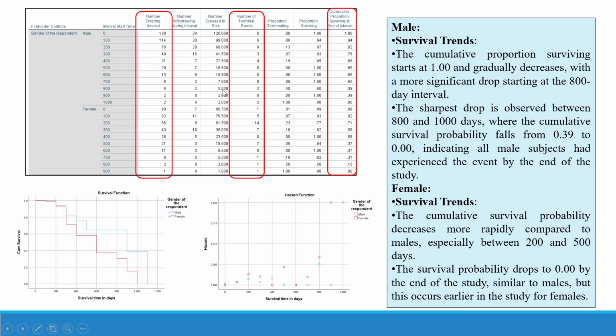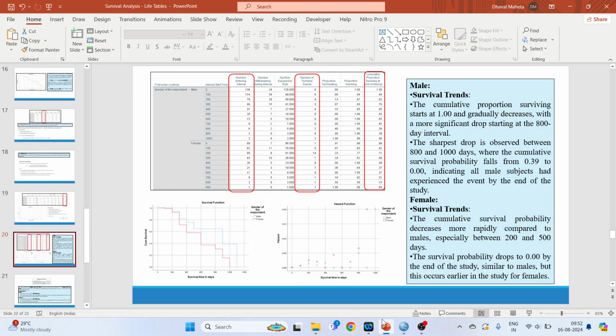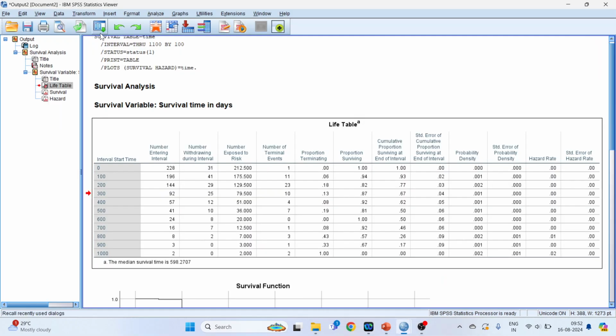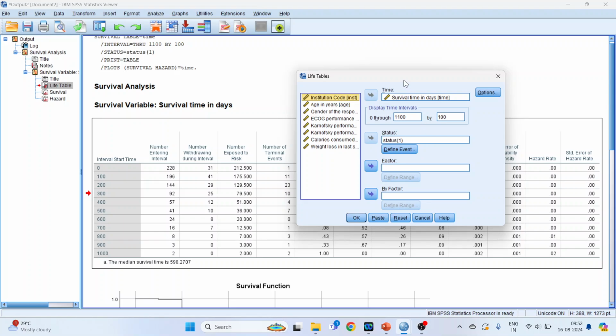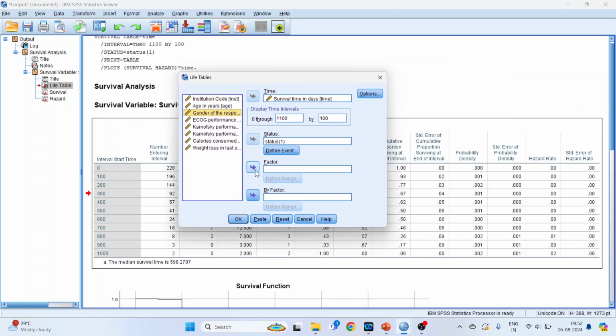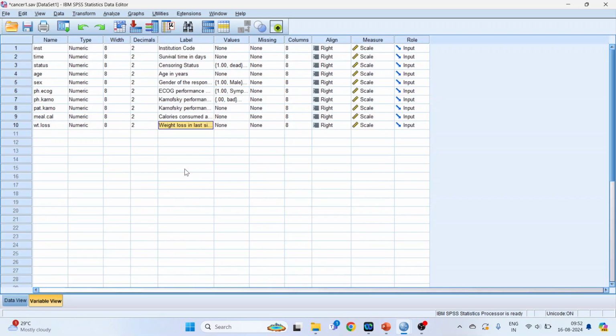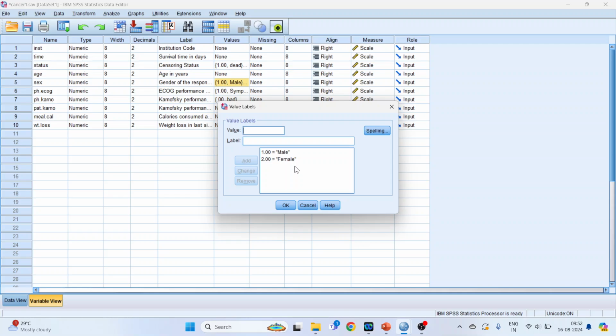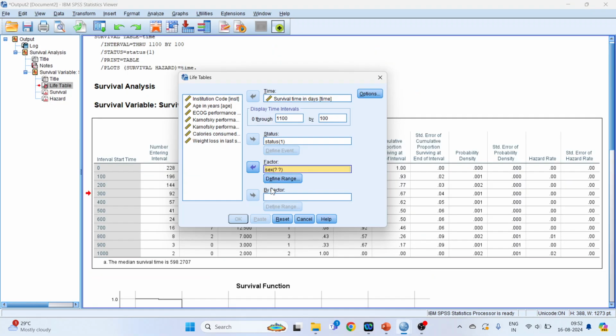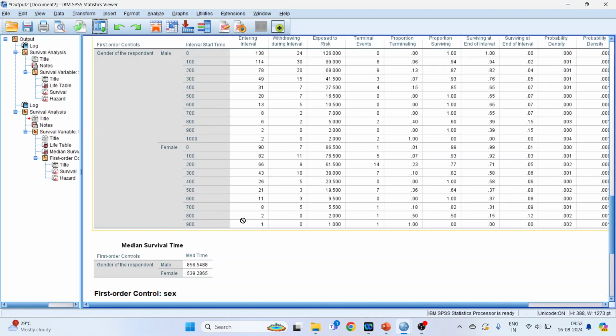Now let's generate a separate survival curve for male and female, and let's see, is there any significant difference in the survival of male and female? So to get the separate curve, what will we do? Activate from here, life tables. Gender of the respondent, transfer it into the factor. Now we require a coding for this. So what is the coding which is used? Coding 1 male, 2 female. Okay, let's enter the number. Gender minimum 1, maximum 2. Continue and click OK. So we got it.